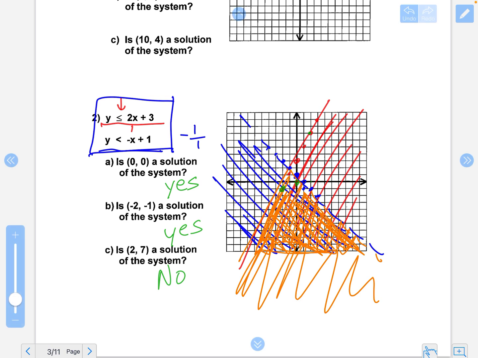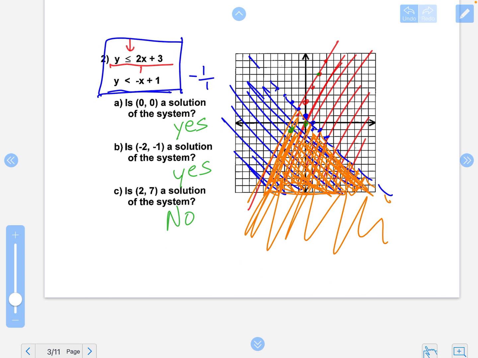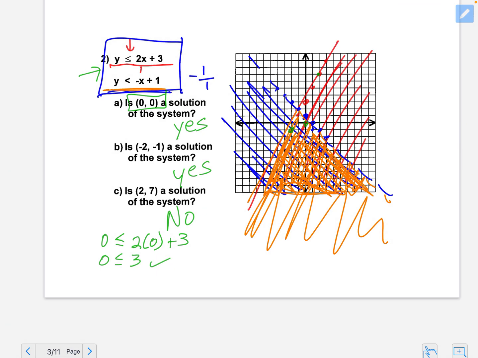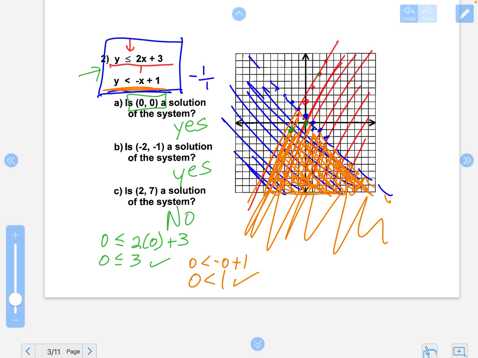I also want to show you what happens if you plug these in. So let's substitute 0 for both x and y. In the first one, I would have 0 is less than or equal to 2 times 0 plus 3. 0 is less than or equal to 3. Yes, that's right. So let's try that with the second one. 0 is less than negative 0 plus 1. So that's 0 less than 1. Yes. So if you can't tell from the graph or you don't have the graph, you can just plug in.